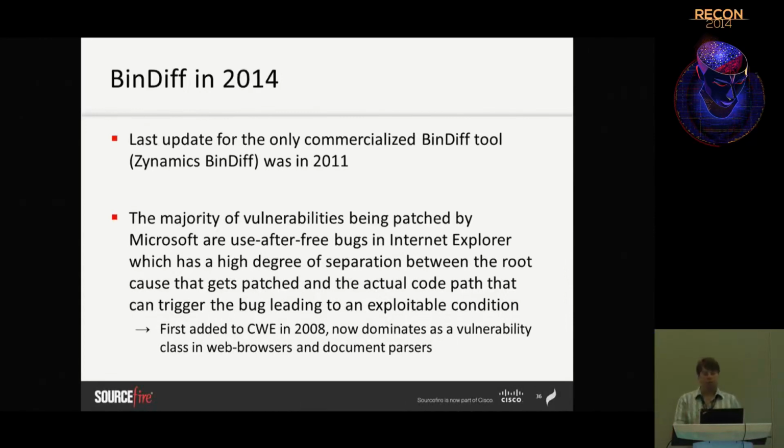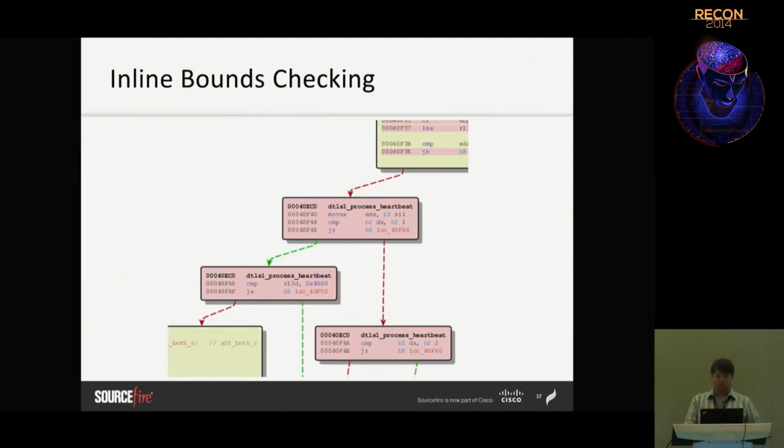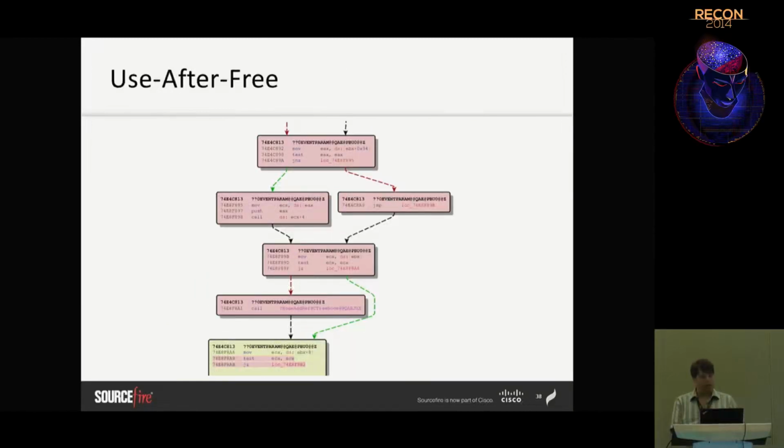So here's another little snippet saying that in 2008, use after free now dominates as a class in web browsers and document parsers. Here's an inline bounds check, and this is actually Heartbleed, but this is what the changes look like. It's pretty straightforward. A size check is added on the left block in the process heartbeats block for a certain size, and if it's greater than or less than, you take a different branch, and that's really easy to see. And once again, you would be triggering this bug very close to where the bug was caused.